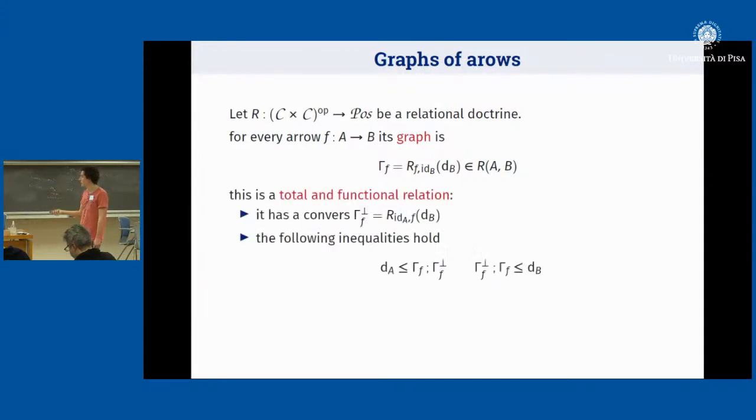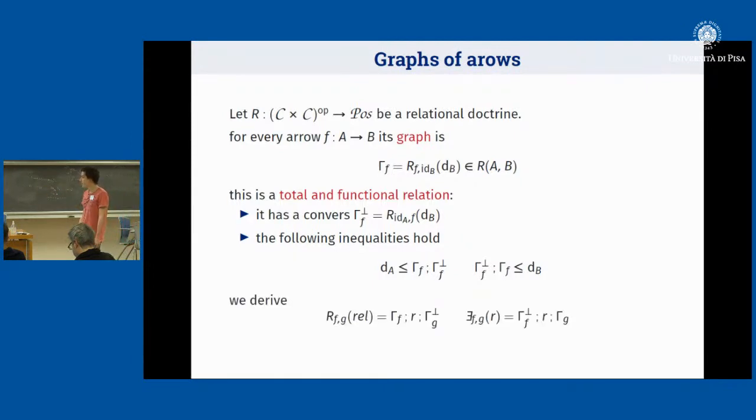What we can also do is to get a converse of this relation, which is just obtained by reindexing, swapping the two arrows, basically. And the nice thing is that these two inequalities hold, which basically says that the graph of an arrow in the base category is a functional and total relation in the relational doctrine. So it's really a function.